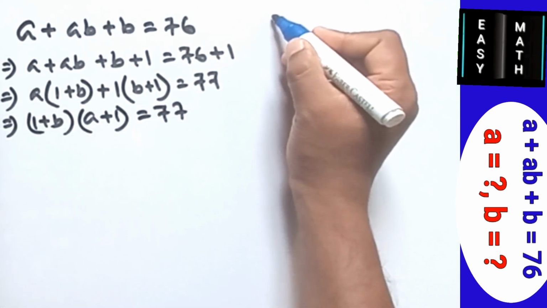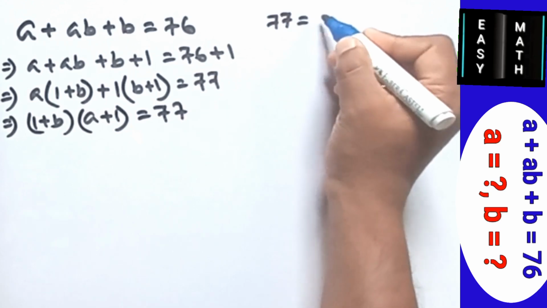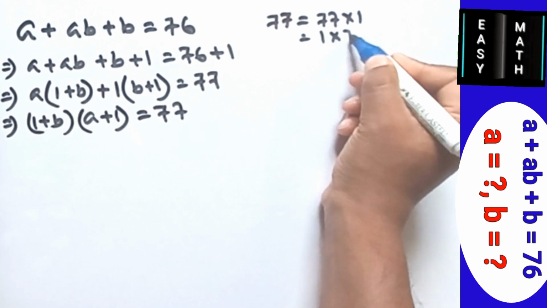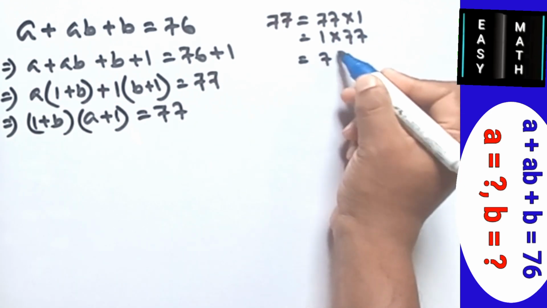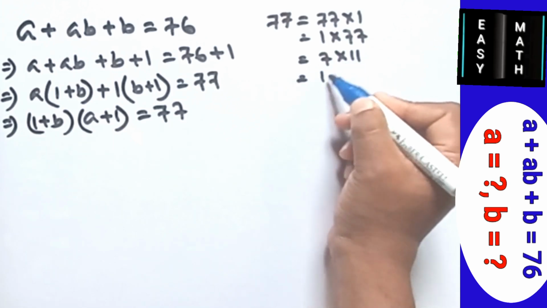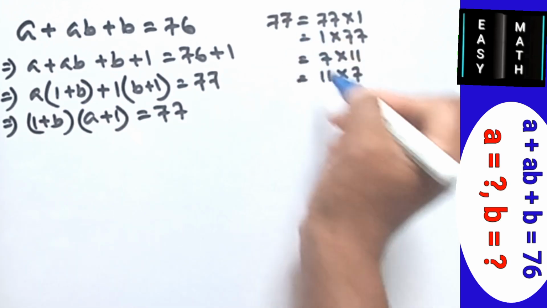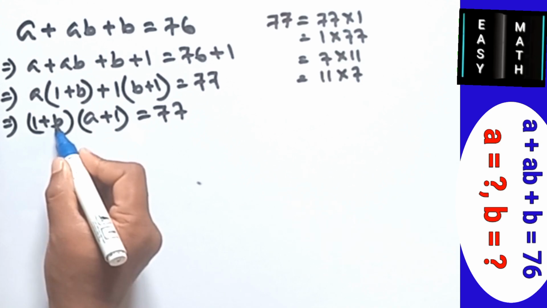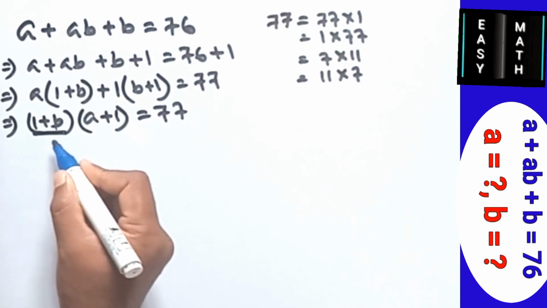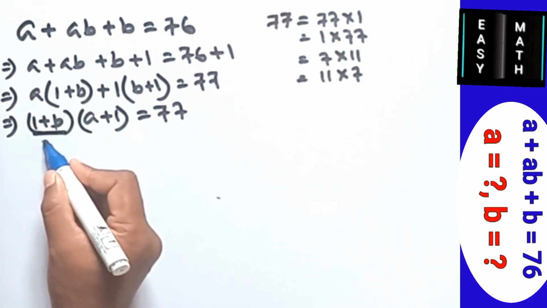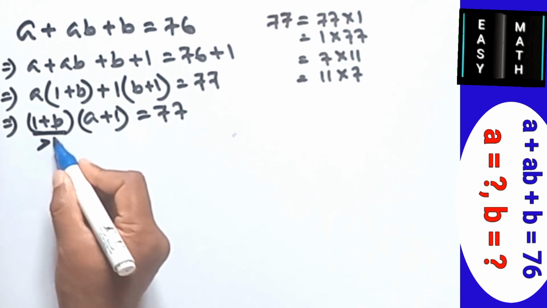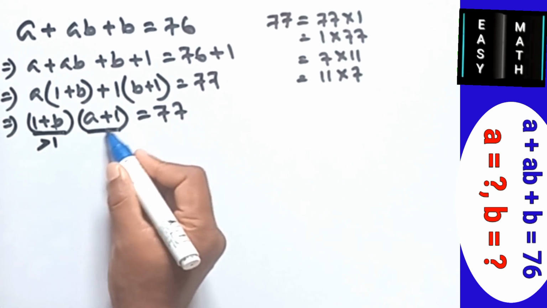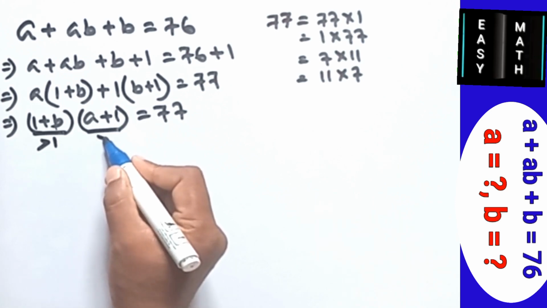Now we can write 77 is equal to 77 into 1, 1 into 77, and 7 into 11, and 11 into 7. Four types we can write. And now this is 1 plus B, so this term is greater than 1, and this term is always plus 1, so this term is greater than 1.